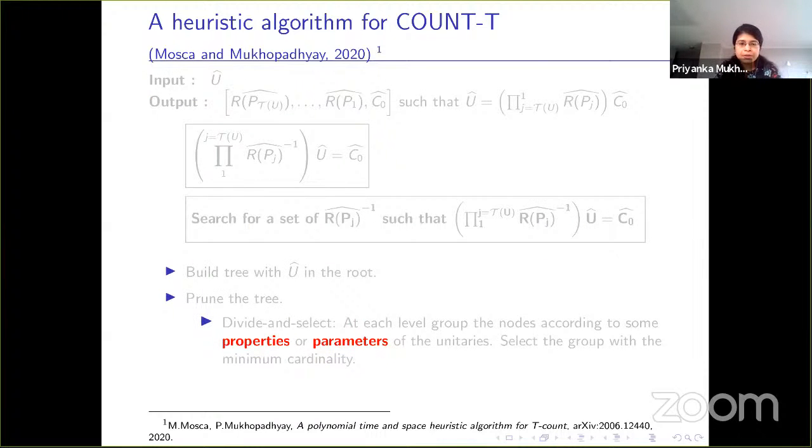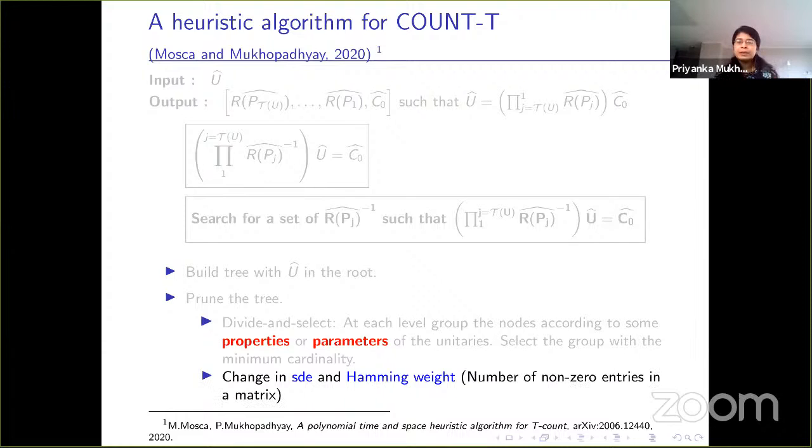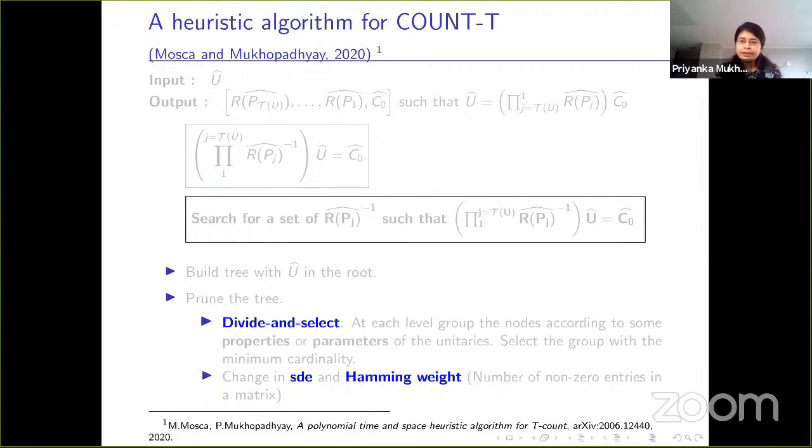So we have selected two properties. One is the change in STE, the smallest denominator exponent, and the other is Hamming weight. Here by Hamming weight of a matrix, I mean the number of non-zero entries in a matrix. Okay, so for STE, the intuition is very simple. When we multiply a unitary by the channel representation of RP, what happens is the STE changes by at most 1. Either it increases by 1, decreases by 1, or remains unchanged. Now, what happens when we build the unitary from identity? Mostly the STE increases and sometimes the STE decreases. And a similar kind of characteristic is noticed for the Hamming weight.